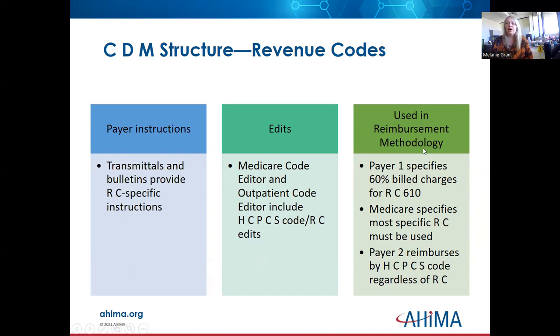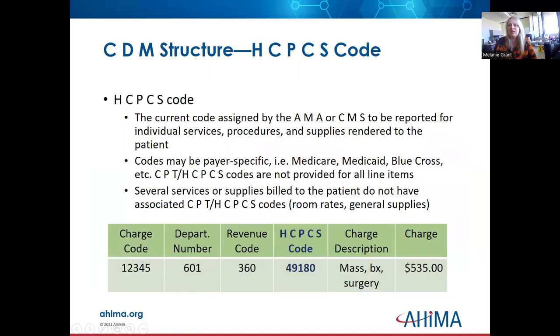So you have one payer who pays 60% of revenue codes that have code number 610, while Medicare will be more specific to the code that's used, and here too will reimburse based off of the HIT codes. So if we take a step backwards, you can see the code we were looking at a moment ago. Some payers will use the revenue code here, while others use your HIT codes, your CPT code here.